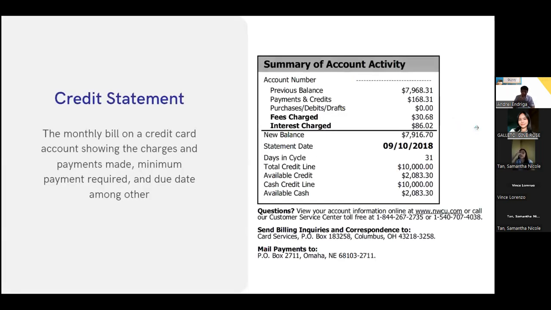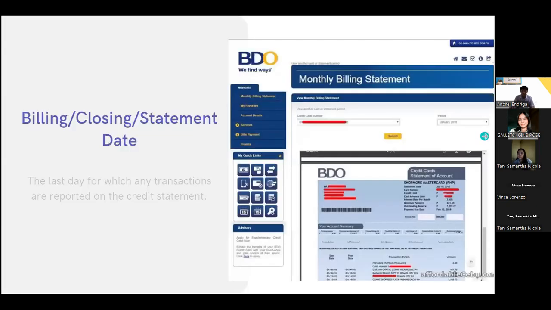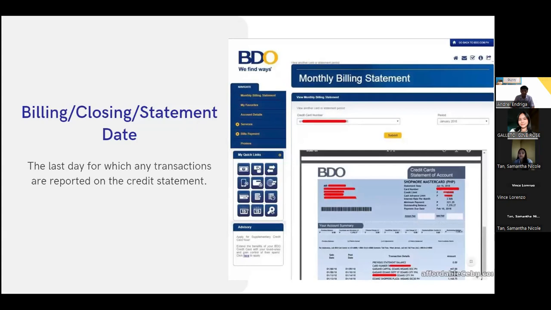And next is credit statement. The monthly bill on a credit card account showing the charges and payments made, minimum payment required, and due date, among others. And next is billing closing statement date, the last day for which any transactions are reported on the credit statement.